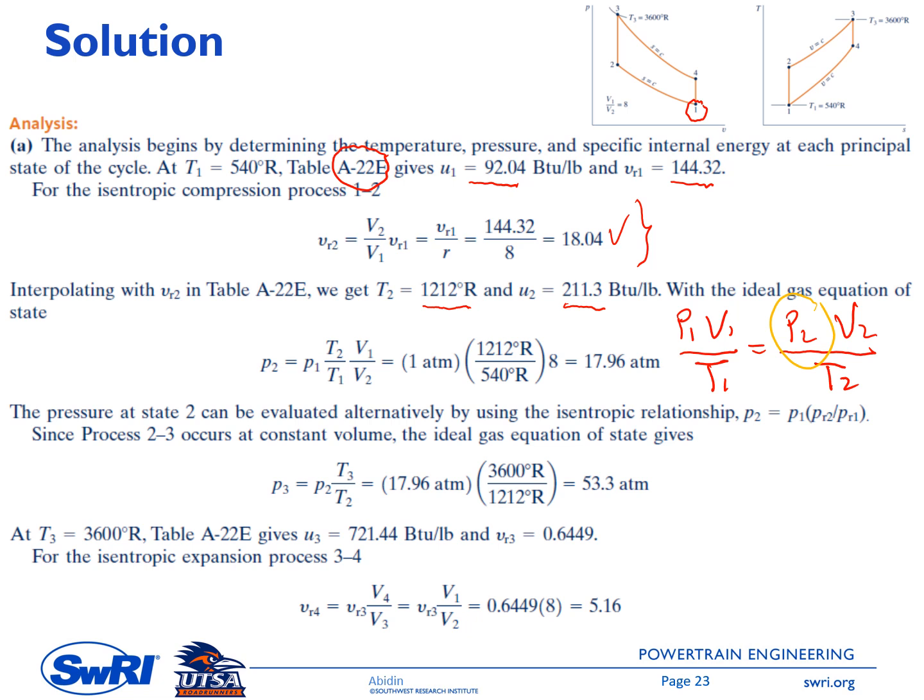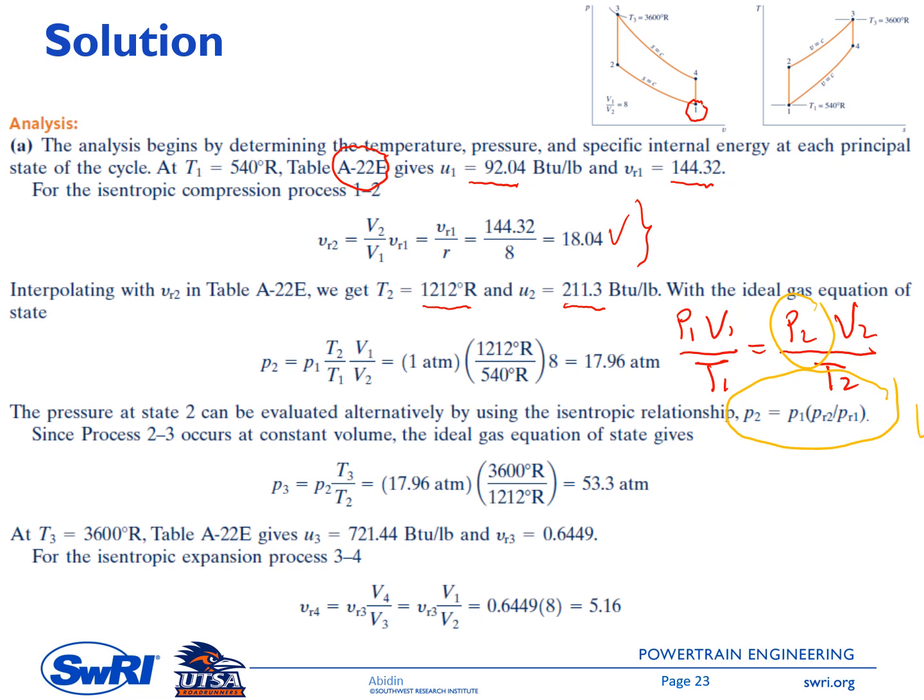You can also get P2 by using the correlation between the pressure ratio and the PR ratio. P1 is given, PR1 you can get from table A22E, and PR2 you should be able to get similar to the way we got T2 and U2. This process will take slightly longer because you need to do an interpolation for PR2, but either way should work. Either you use the ideal gas formula or you use this correlation.